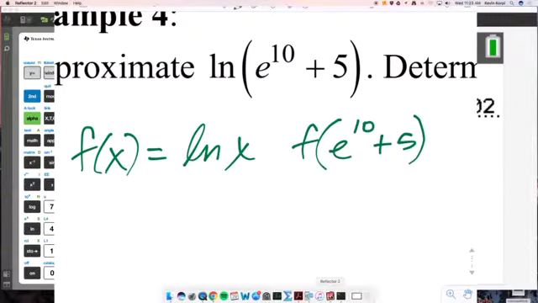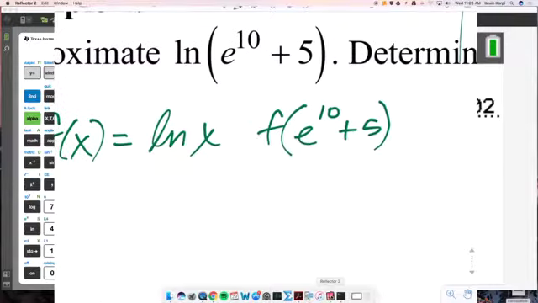e to the 10th, right, e to the 10th. So it's kind of set up for you to almost trip over it. We're going to center it at e to the 10th. So you can write it like that, C for center. We're centering our approximation at e to the 10th.